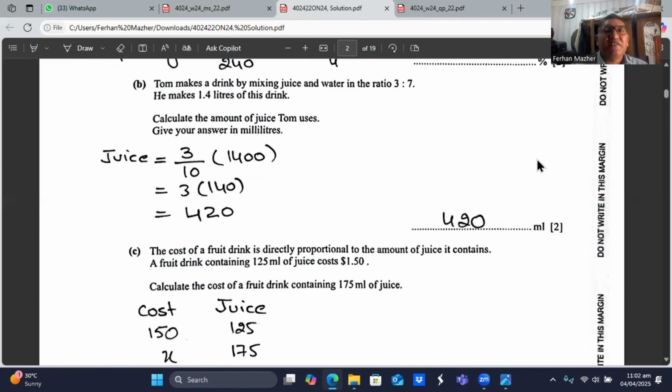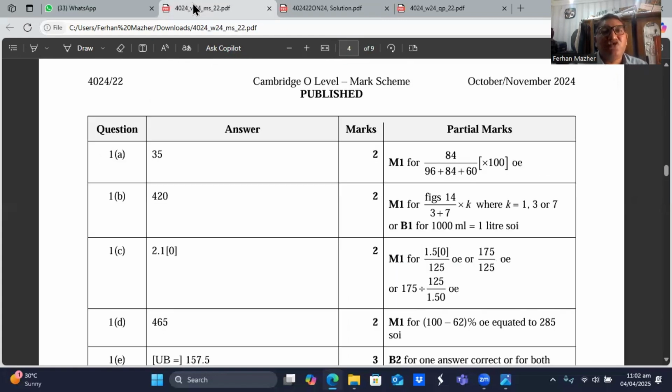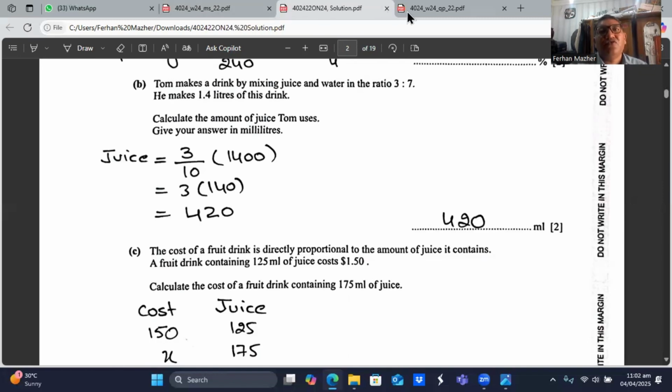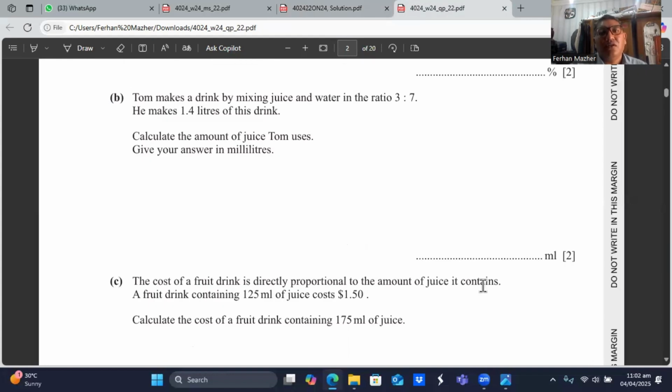Okay. So the juice is in the ratio, it is 3. The total thing is 10. There are 10 parts. Out of those 10 parts, the 3 parts is juice. So 3 by 10 of 1,400. 1.4 liter is 1,400 ml. So because we want the answer in ml, that's why I have converted that into milliliters. So it will be 3 into 140. That will be 420 ml. 420 ml juice. The answer is right. So let's move to the C part.